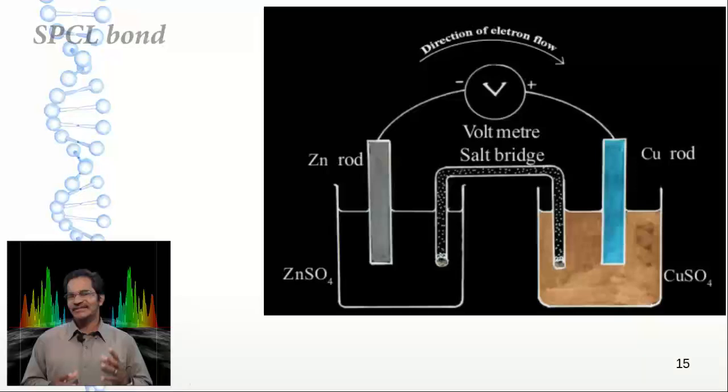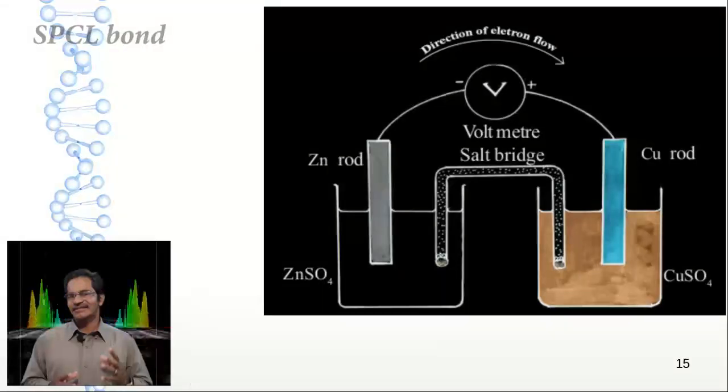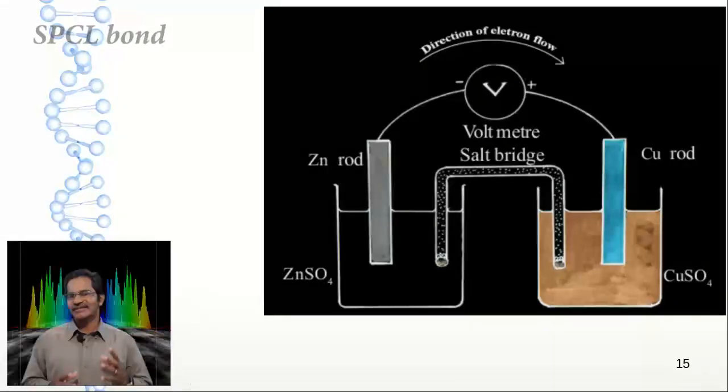Galvanic cell is a device which can produce electricity from chemical energy, and we will discuss galvanic cells and other cells later. The reactions, mechanism, etc. we will see later.